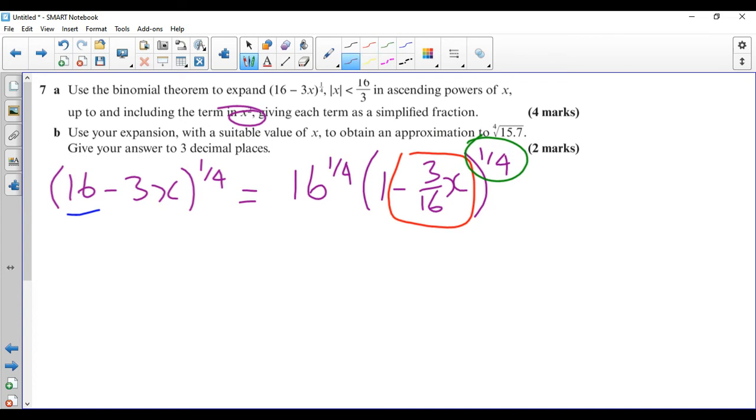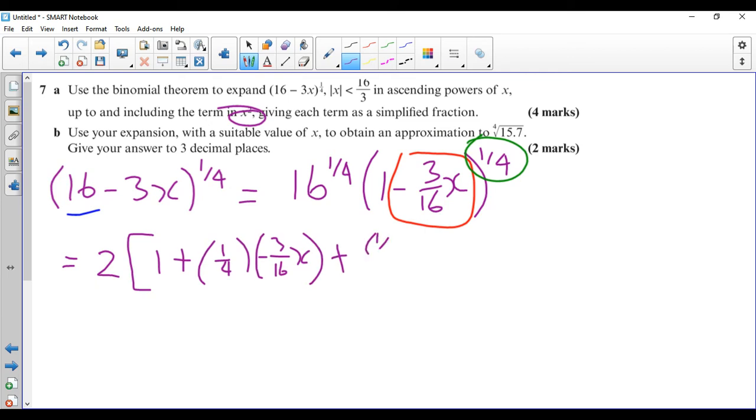Now, 16 to the quarter, well, what's the fourth root of 16? Well, that's 2. So keep it going. Remember what I've said in previous videos, don't just have it at the front, make it reappear at the end. It needs to be consistent. So you've got 1 plus nx plus n minus 1 over 2 factorial, or 2, x squared.